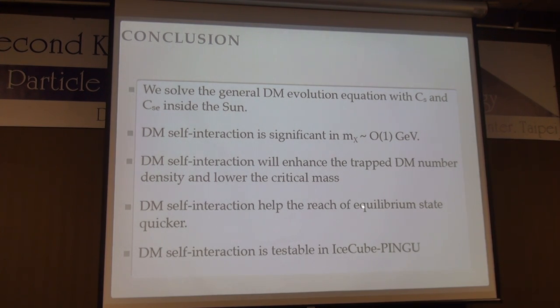And dark matter self-interaction will help to reach equilibrium quicker. This is not thermal equilibrium. This is just number equilibrium, which means that the capture rate equals the annihilation rate. And we have shown that dark matter self-interaction is testable. The allowed regimes from the actual physics simulations are testable, and we cover almost the most interesting parameter space with PINGU. So we hope this will help us to further understand the properties of dark matter. Thank you. This is my talk.